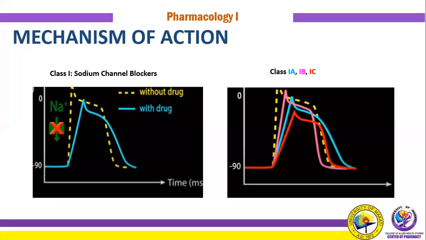Prolonged repolarization. The repolarization is the downward line. Downward. Prolonged repolarization may increase the risk of torsades de pointes, a type of cardiac tachycardia caused by afterdepolarization. So instead of going down, the afterdepolarization suddenly increases. That is what you call torsades de pointes.